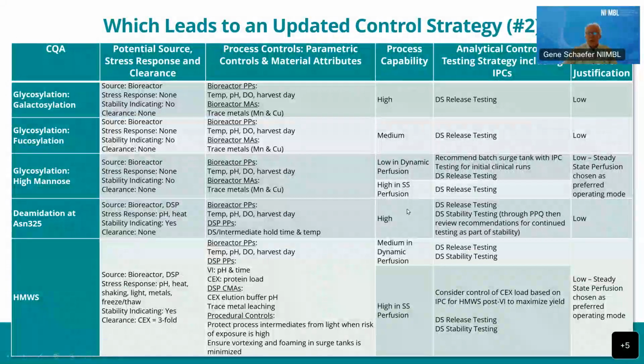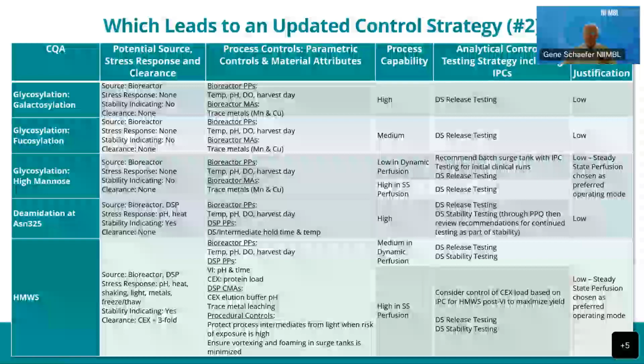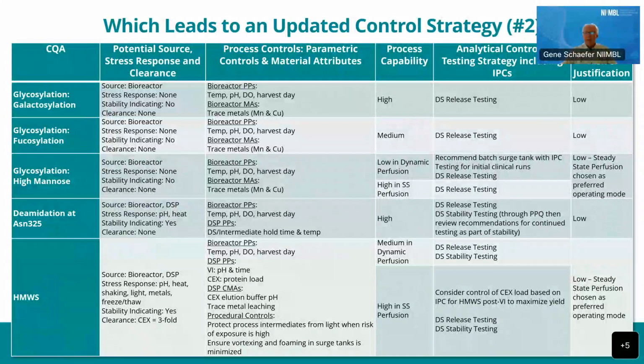And again, we start to build out what the process controls are in terms of parametric and material attribute controls, and what analytical controls should be in place, and how this impacts the residual risk. And as we mentioned before, for the high manos, the process capability is low for the dynamic perfusion example, high in steady state perfusion.